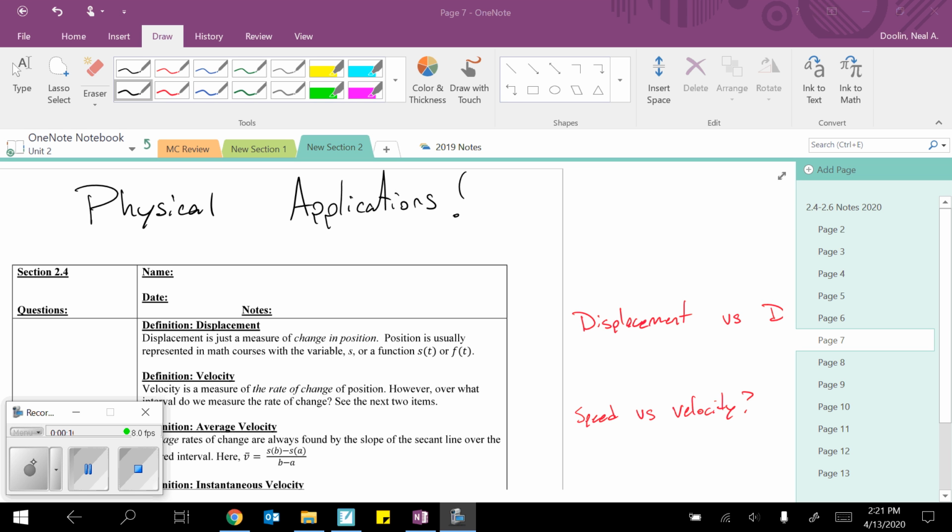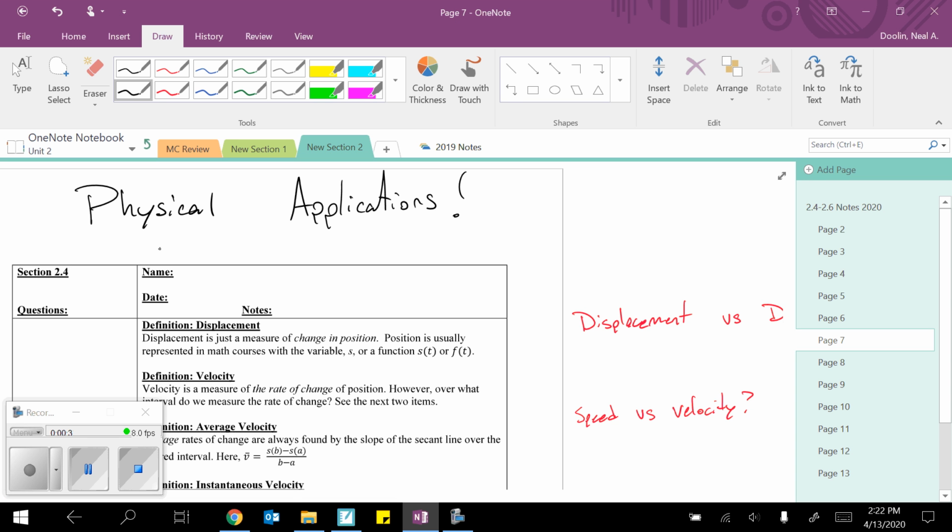In section 2.4, we're going to be looking at some physical applications of the math we've been doing, the derivatives and stuff. When I say physical, I literally mean like physics. So, for those of you who are in physics, get ready for Physics 2.0. For those of you who are not in physics, don't worry. I'll take my time to make sure you got all the definitions and stuff.